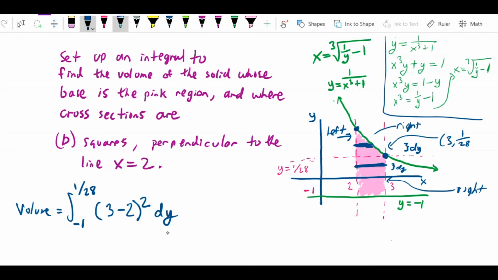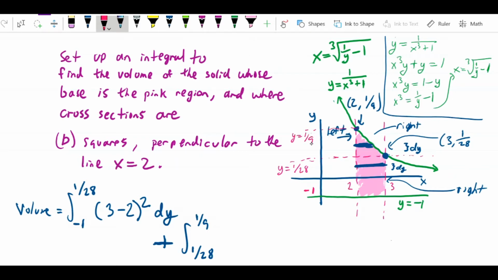So let's add the integral in. I'll go over to this line. We're going to integrate from 1 over 28 up to here. This point is 2 comma. When I plug in 2 into the original equation, I get 2 cubed is 8 and 1 is 9, so that's 1/9. So I'm integrating up to y equals 1/9.